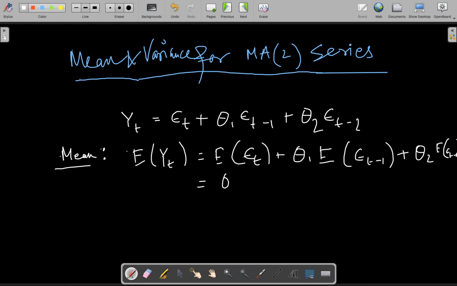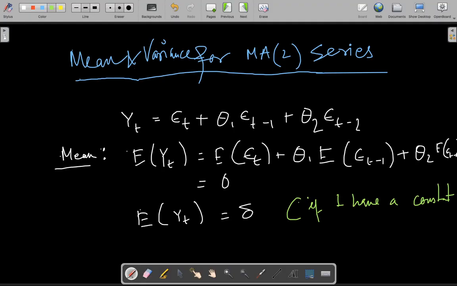Now I can have a delta term, and in that case, if I add a delta here, then my expectation of Y_t will be equal to delta, if I have a constant term delta in the series.